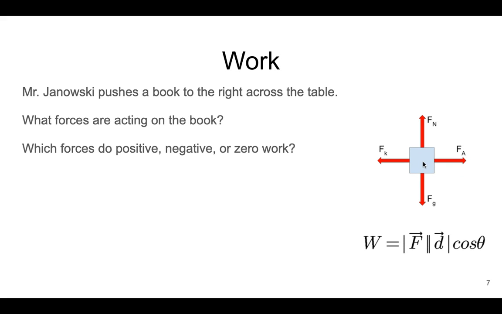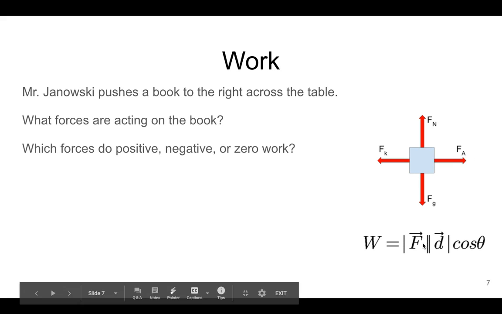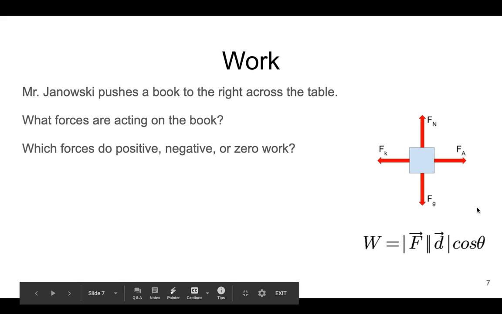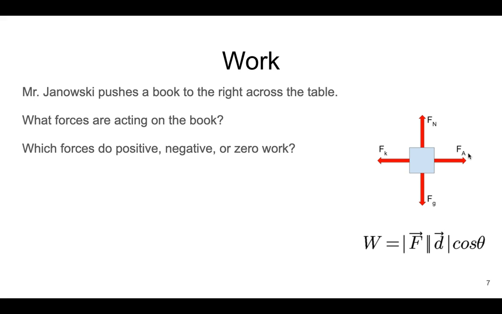And again, I push this to the right. So imagine another displacement vector going this way, also to the right. So which of those forces do positive, negative, or 0 work? We'll start with force applied. That's a positive number. Well, the magnitude is always going to be positive. The absolute value signs mean use the positive number. The magnitude of the displacement is also going to be positive, times cosine of theta. If this thing goes to the right, what's the angle between this force and the displacement? It's 0 degrees. Cosine of 0 is 1. So force applied would do positive work.